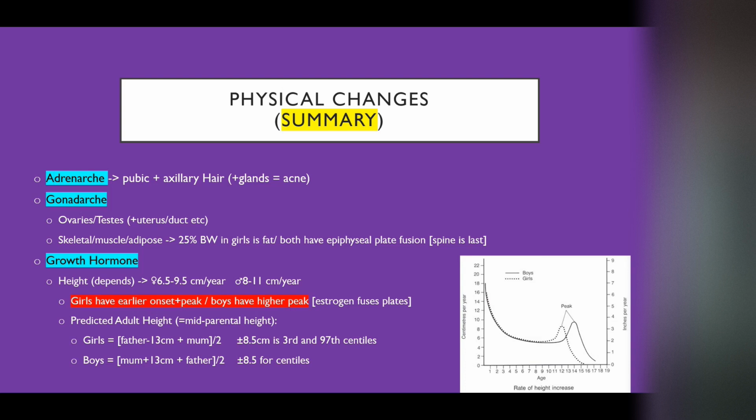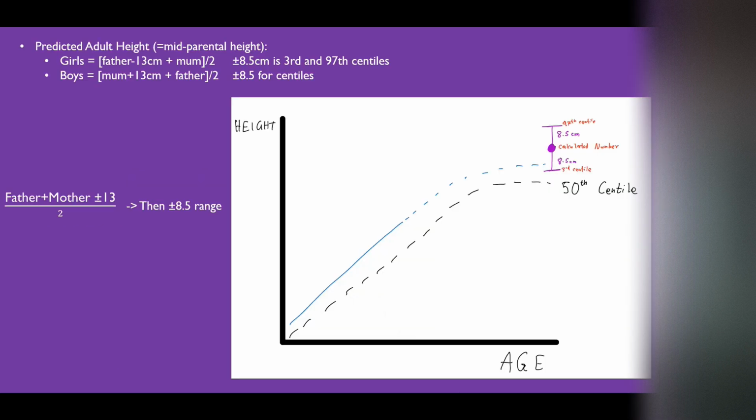Okay. This equation you need to know. I know it looks confusing, but this is how they like to write it. They like to write father minus something plus mother, or mother. But if you look at it algebraically, it's basically father and mother plus minus 13, divided by 2, then you add this. So what does the equation mean?